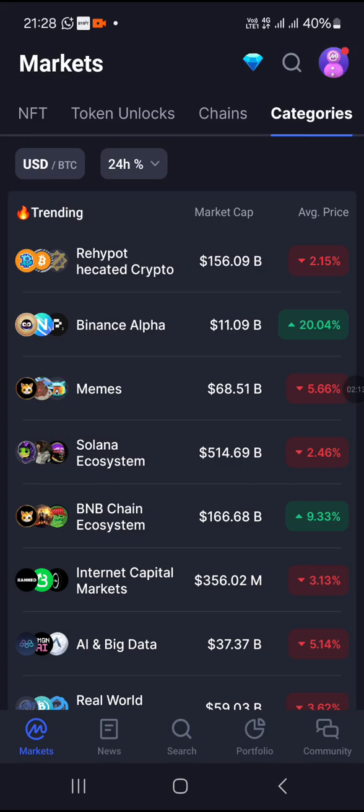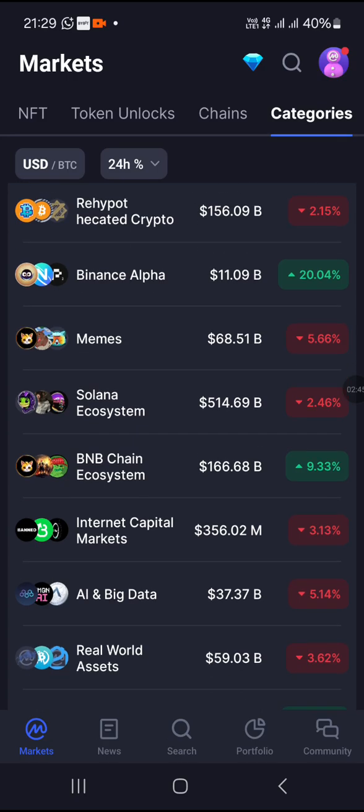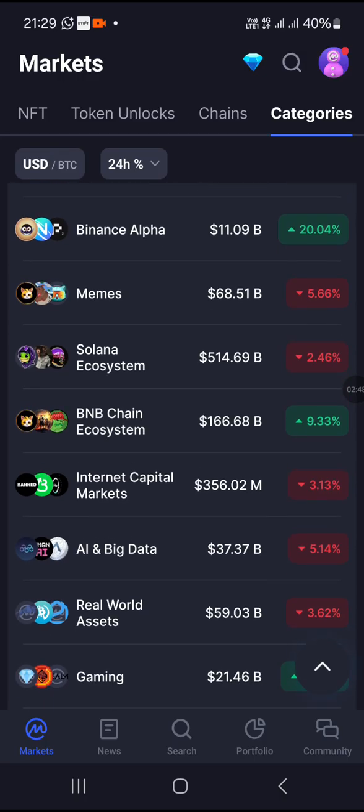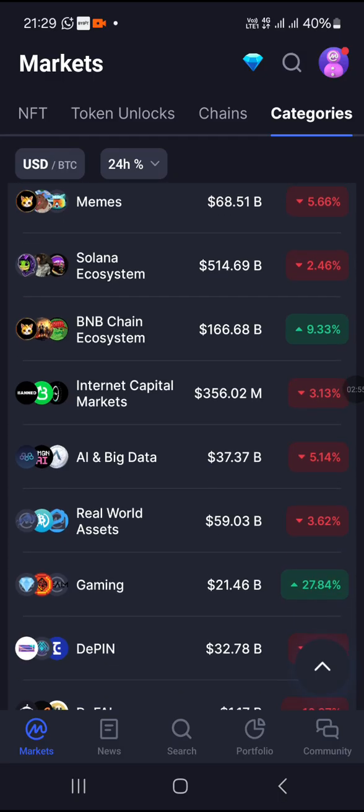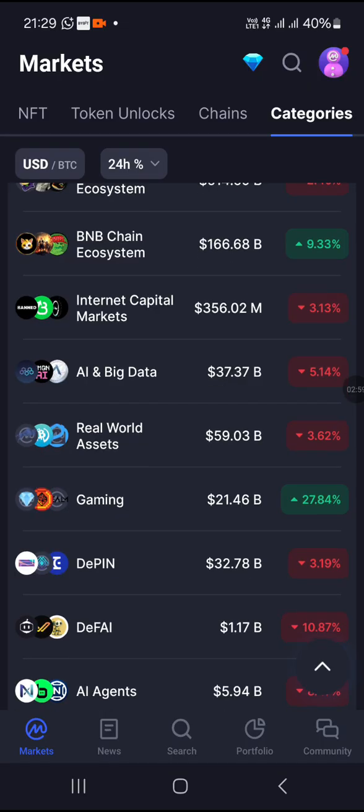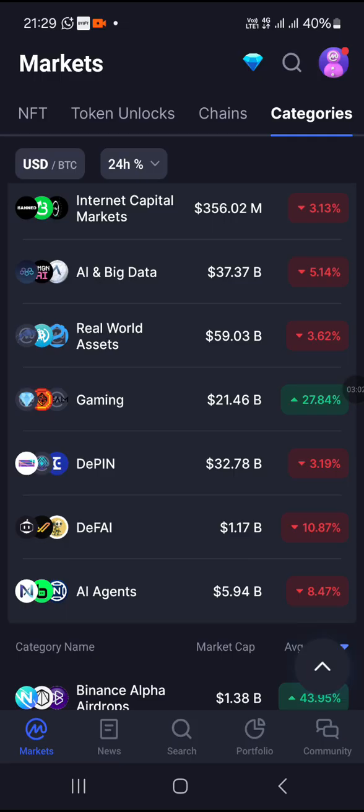Okay, you can see these coins that are trending here. The first one here is Rehoboth, which has a total market cap of over 156 billion USDT. There's Binance Alpha, which has recorded over 11. There's meme coins, which has recorded over 68. There's the Solana ecosystem, which has recorded over 514 billion. Then BNB chain over 166, Internet capital over 256, AI and big data, real world, gaming, DePIN, DeFi, AI agents, and what have you.